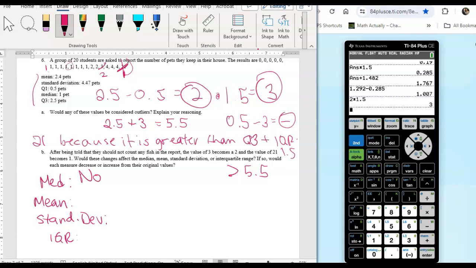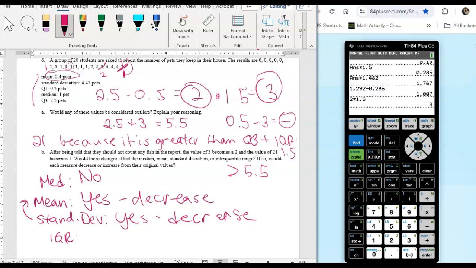Then the mean, which we have as 2.4 pets, would that change? Yes, it absolutely would. And since we're lowering 2 of the numbers, it would decrease. Our standard deviation then would change, and it would also decrease because now our numbers are closer together, right? And because standard deviation is dependent upon mean, it would definitely decrease.